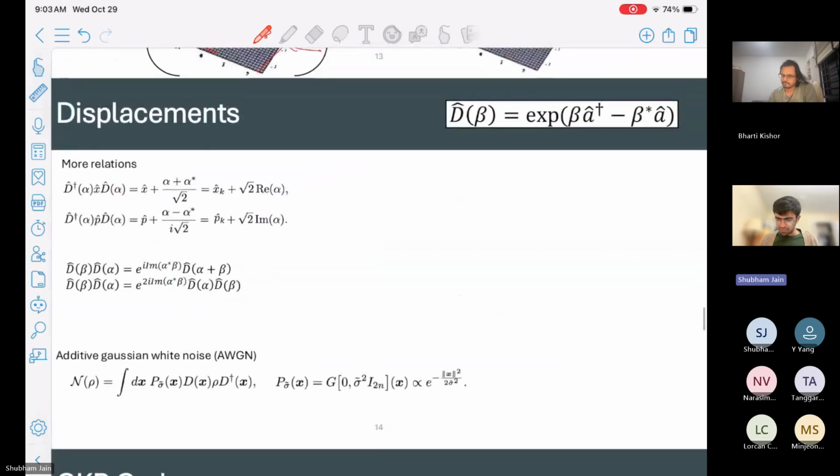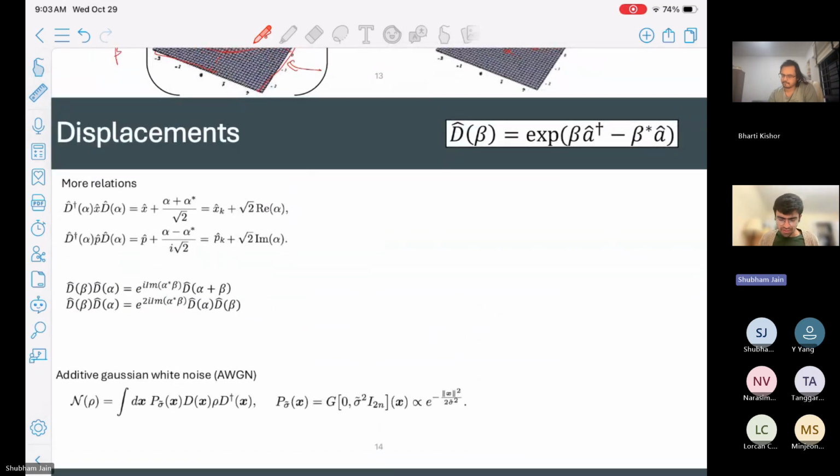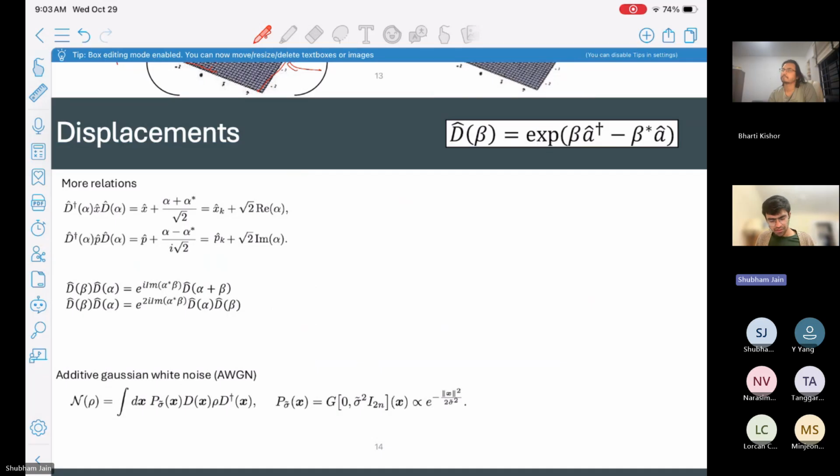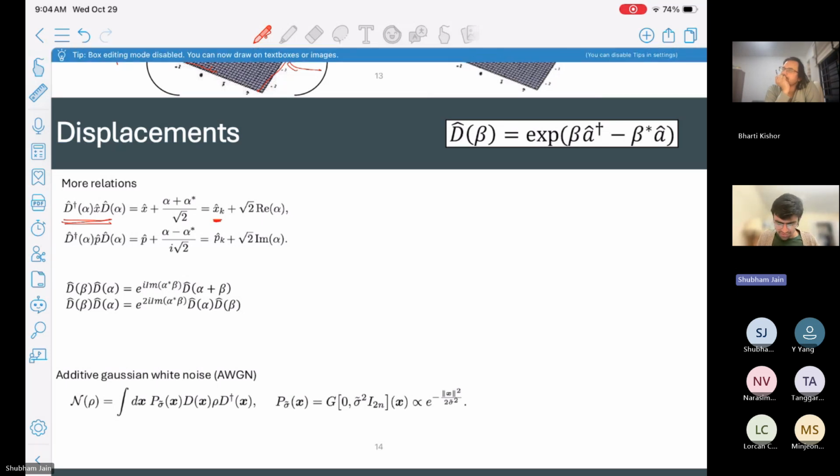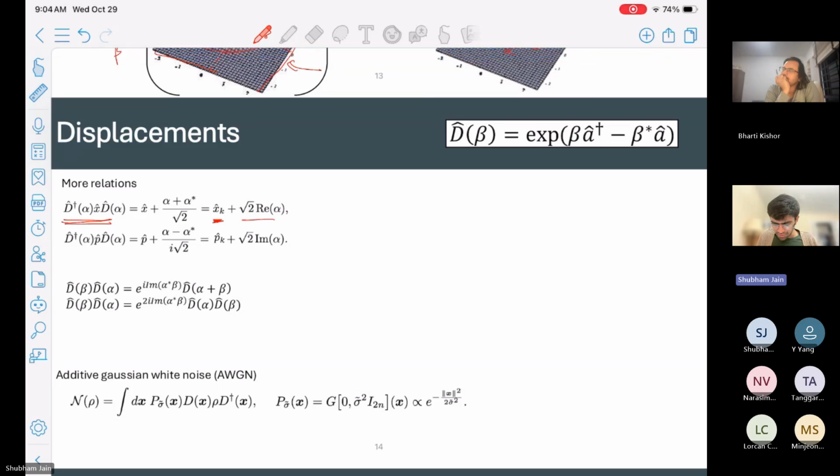This is going to be a bit more busy slide where I'll describe some relations of these displacement operators with the position operators, the momentum operators, the coherent states, and so on. And this will be operationally useful for us to understand the GKP codes. So first of all, if you conjugate the position operator by these displacements, then you just get the position operator plus something else. So it also displaces the states in their position basis.